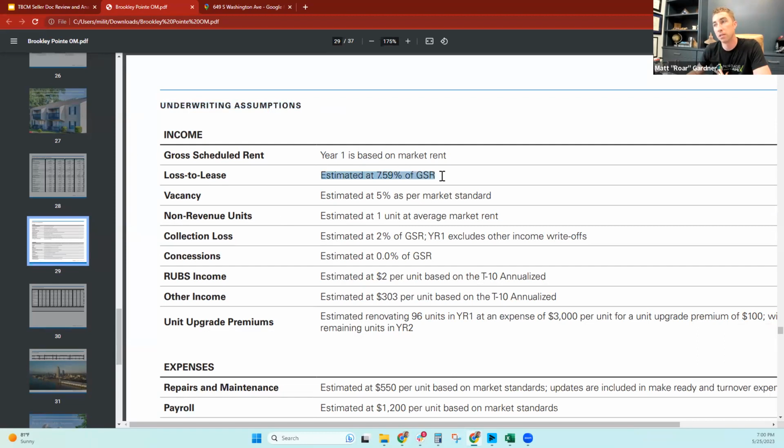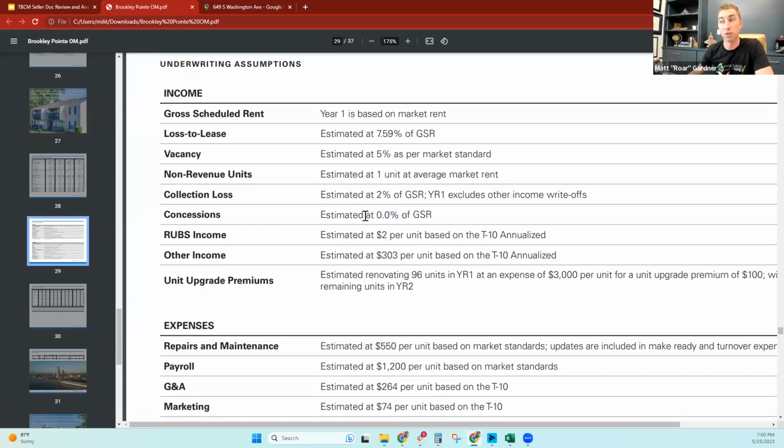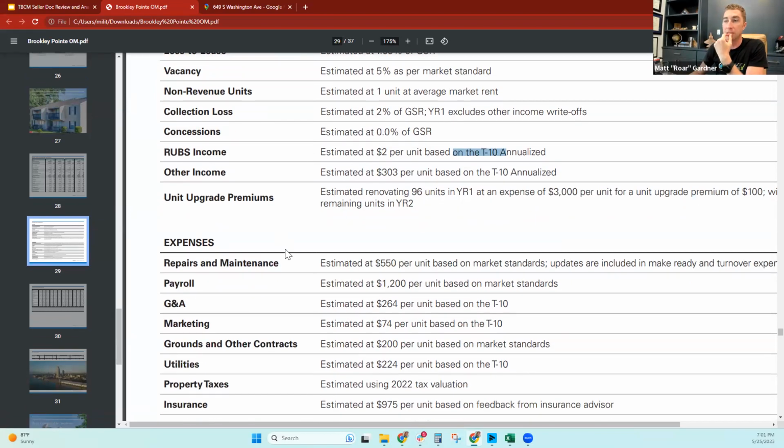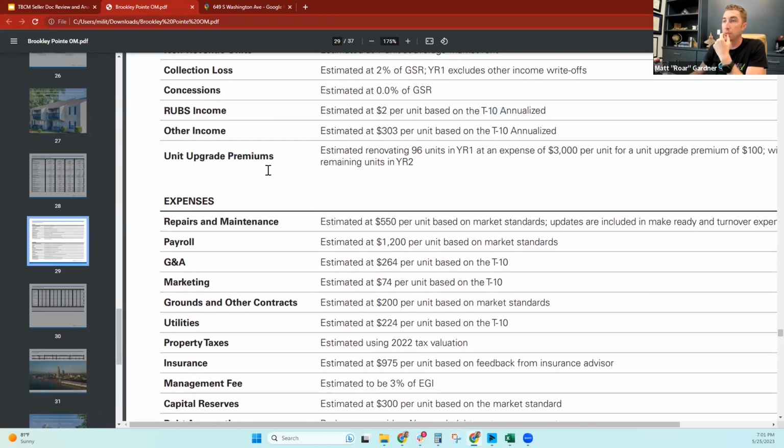So like, their loss to lease right now, they're estimating 7.5. And we're going to show you what the actual numbers are in the current T12. Their vacancy, they're saying 5% per market standard. There's a market standard, but then there's how this property is actually performing, which we'll show you. They're looking at non-revenue units. Okay, so that's you giving up a unit, conceding a unit for whatever reason. Collection loss. Oh, only 2% in collection loss. That's great. Concessions. They're saying okay, no concessions. All right, that's awesome. RUBS income. If you guys remember what that is, RUBS is when you're getting the utilities bought back from the tenants. Other income. So you can basically pull out the information here. Upgrade premiums.